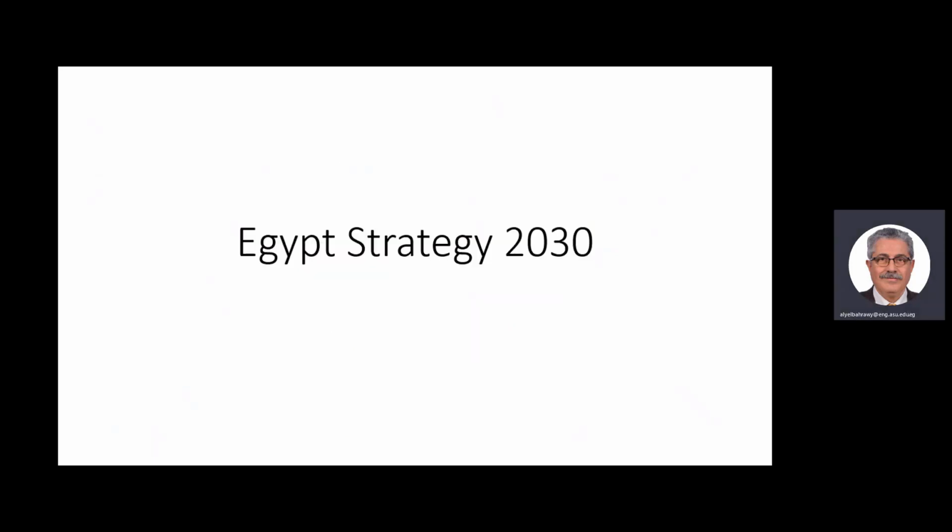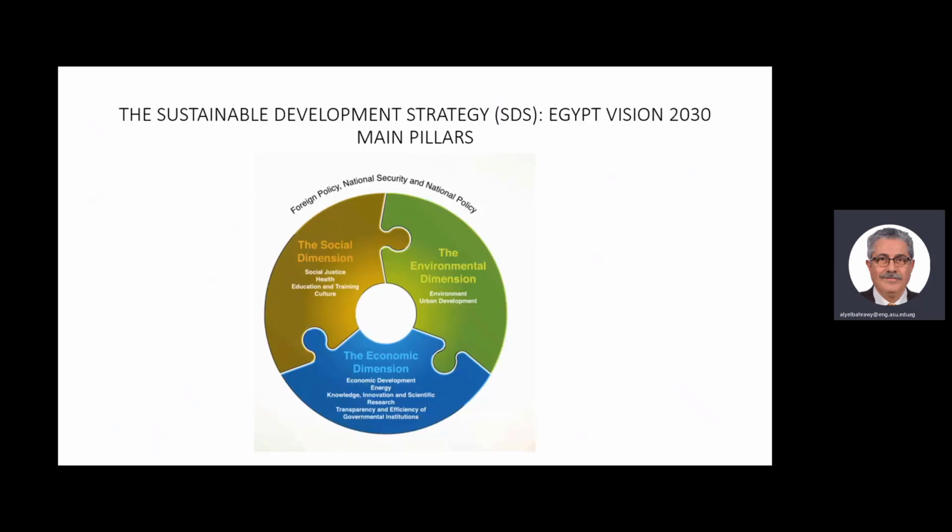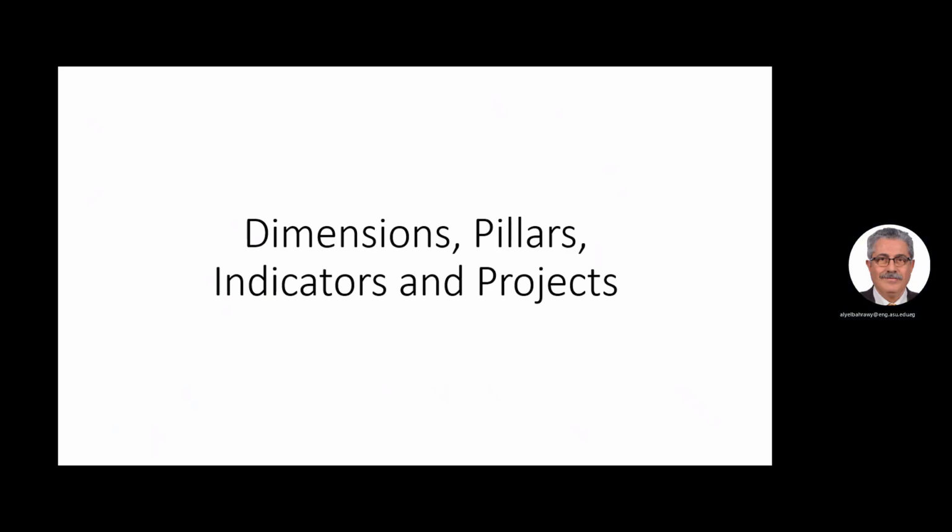With respect to Egypt Strategy 2030, which has the same target here as the SDGs, we start with dimensions. We have 3 dimensions: social, environmental, and economic. And again, I look into the hierarchy in terms of dimensions, pillars, indicators, and projects.